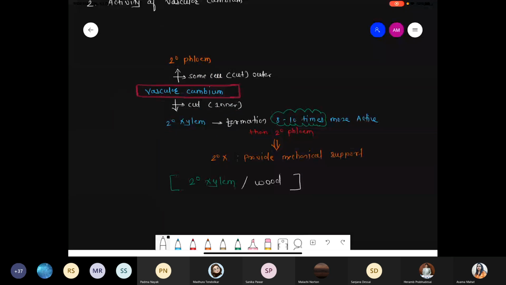Chalo, you can complete this part. In the third part, we'll continue. We'll see the diagram: exactly what is the position of the primary phloem, primary xylem, secondary phloem, and secondary xylem, along with vascular cambium. We'll continue with the third part.